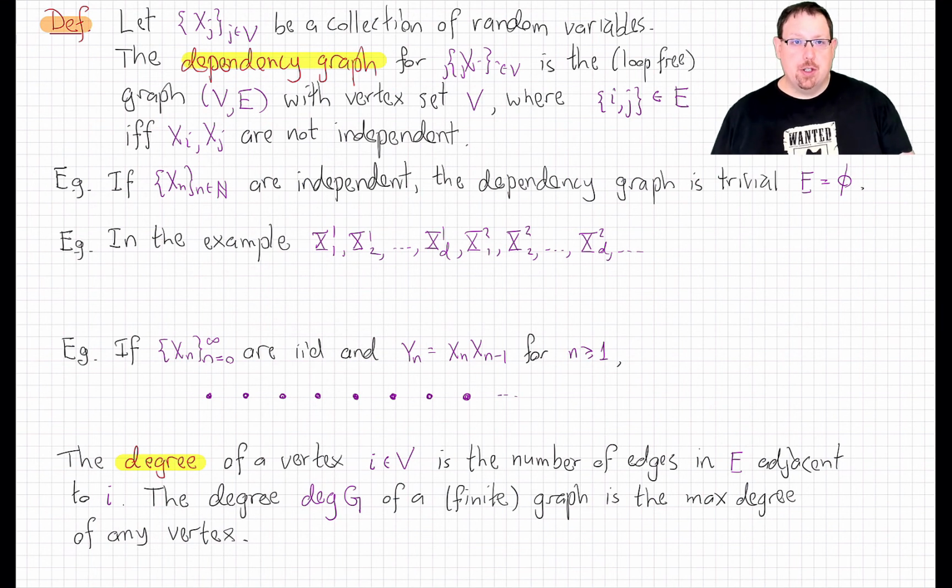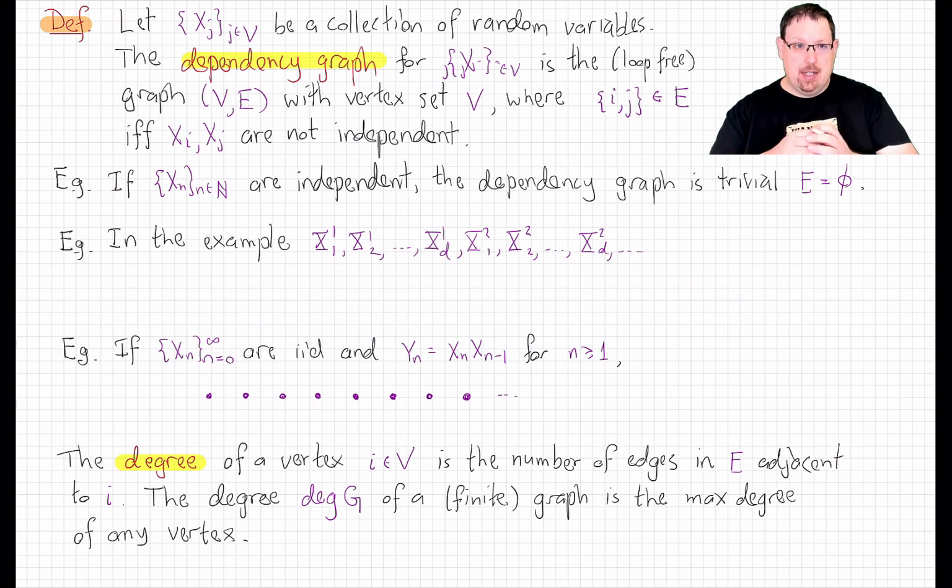Just by convention, all graphs that we'll deal with are loop-free, so that means we aren't actually putting an edge between i and i, even though Xi and Xi are usually not independent from each other. So, for example, that means that if the index set were the natural numbers or some finite subset thereof, and we actually had independent random variables, then the dependency graph is trivial. There are no edges.